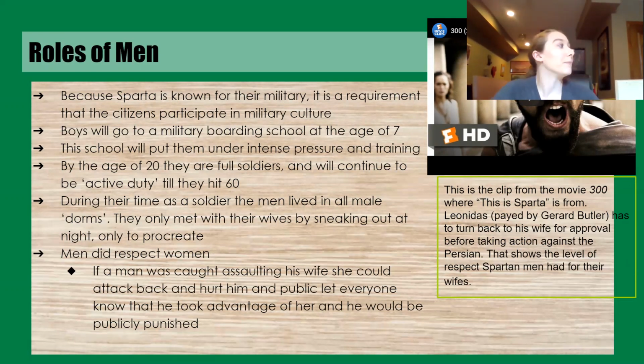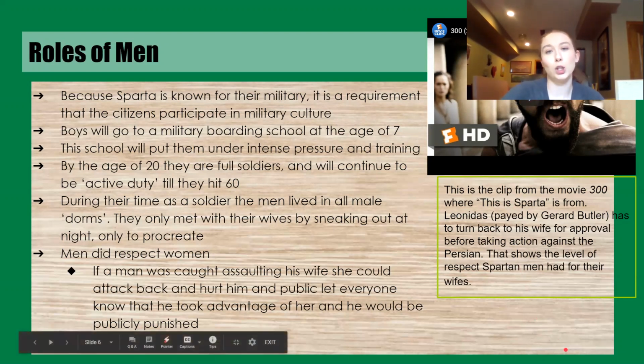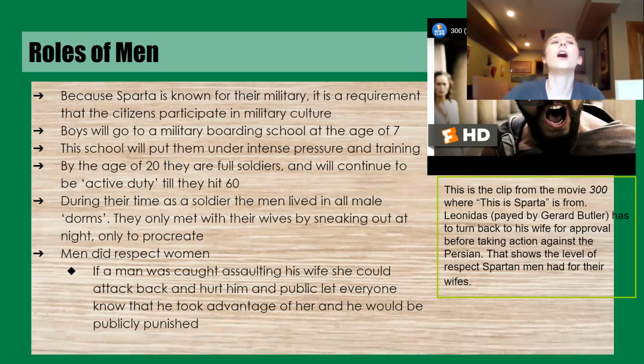And he will actually turn back and look at his wife, who is behind him in the screenshot, for permission to literally kick him. But that act of turning back and looking at the female shows the level of respect that men had for Spartan women. And that was actually really common.